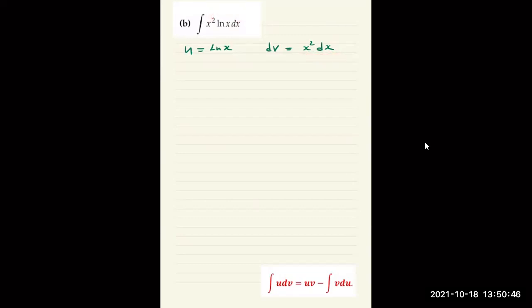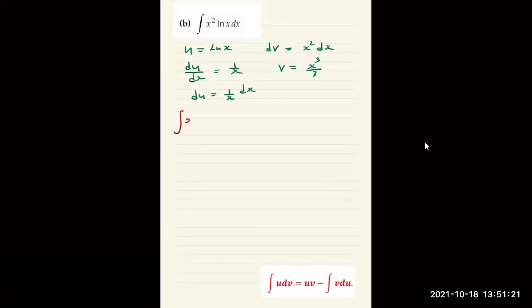So immediately this will give me du over dx is equal to 1 over x. That means du is equal to 1 over x times dx. Here, by anti-differentiating, if you integrate both sides, you get v is equal to x cubed over 3, because the integration of x squared is x cubed divided by 3. So we have everything we need to go with the integration by parts formula. So let me apply the formula.